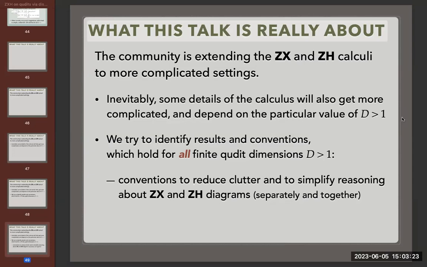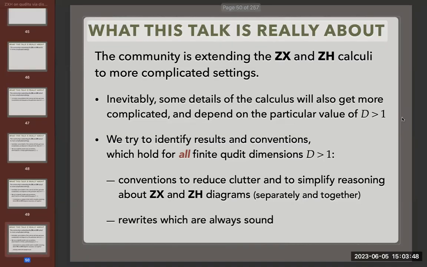For example, in the stabiliser regime for the qudit case of ZX. And also, that simplify both for ZX and ZH separately, if you want to consider one calculus versus a different one without thinking about the other, or that allows you to use them together. If, like me, you hope to have a single tool that allows you to use whatever tricks you have in your bag. And of course, we want rewrites which are always sound, but specifically always sound whatever the dimension is.